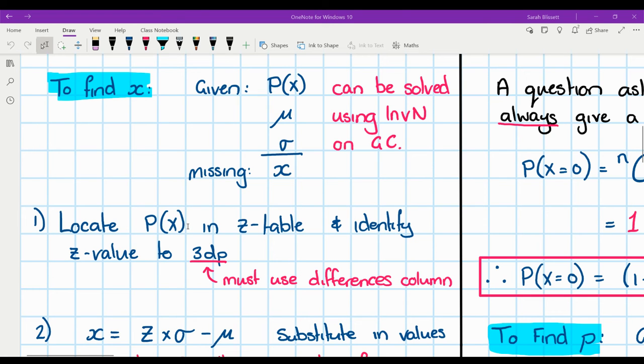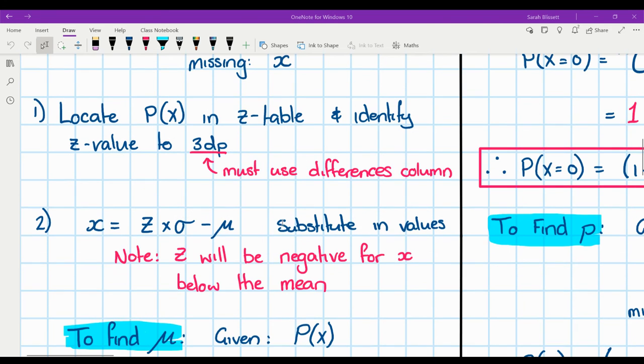You locate the probability of x that you get given in the z table and identify the z value to 3 decimal places. So you must make sure you're using the differences column. You then rearrange your formula to find that x is equal to your z value multiplied by your standard deviation, subtracting your mean, and you just substitute in the values to solve for x. You should note that z will be negative if your x value is below the mean.